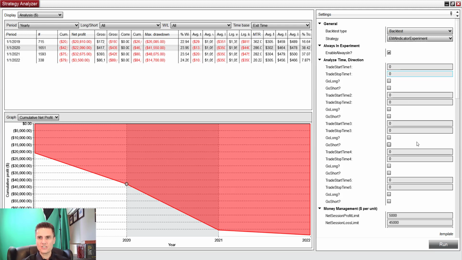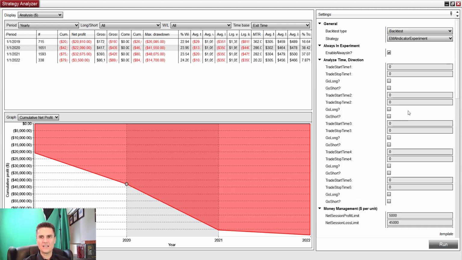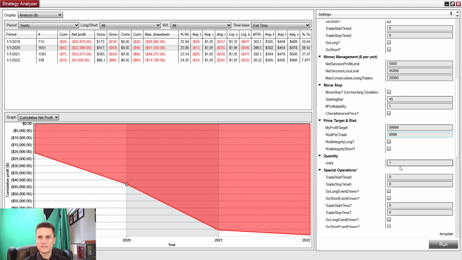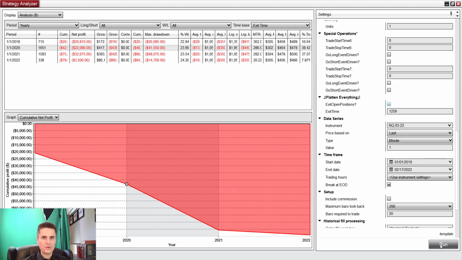Even though you don't have to change it to zeros, let's just make it very easy. We're not looking for a price target. It's not going to get hit at 99,999, nor is the 9,999 stop going to get hit. Very, very unlikely for that to happen. So let's make sure everything's correct. We're still trading NQ. Oh, we don't want to exit at 12:59. We want the trade itself to be taking us out, either the crossover or the cross below. We've still got 3 years and 1 month. Let's go and run it.